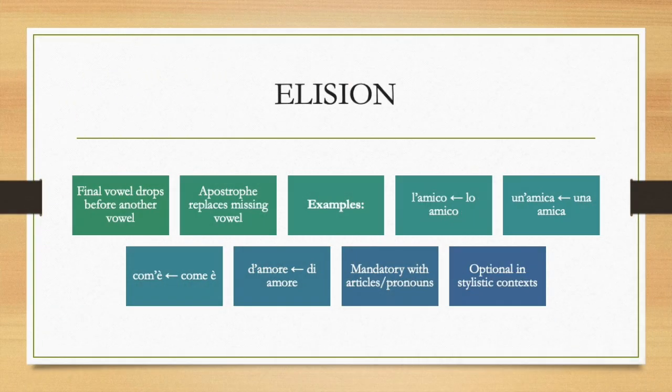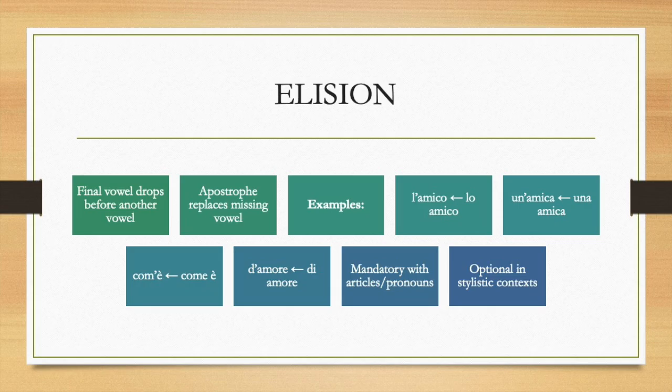Let's start with elision. Elision happens when a word ending in a vowel drops that vowel before another word beginning with a vowel. The missing vowel is replaced with an apostrophe. For example, l'amico, the O of the lo amico is dropped and is replaced with an apostrophe. Same thing with un'amica, or com'è, or d'amore.